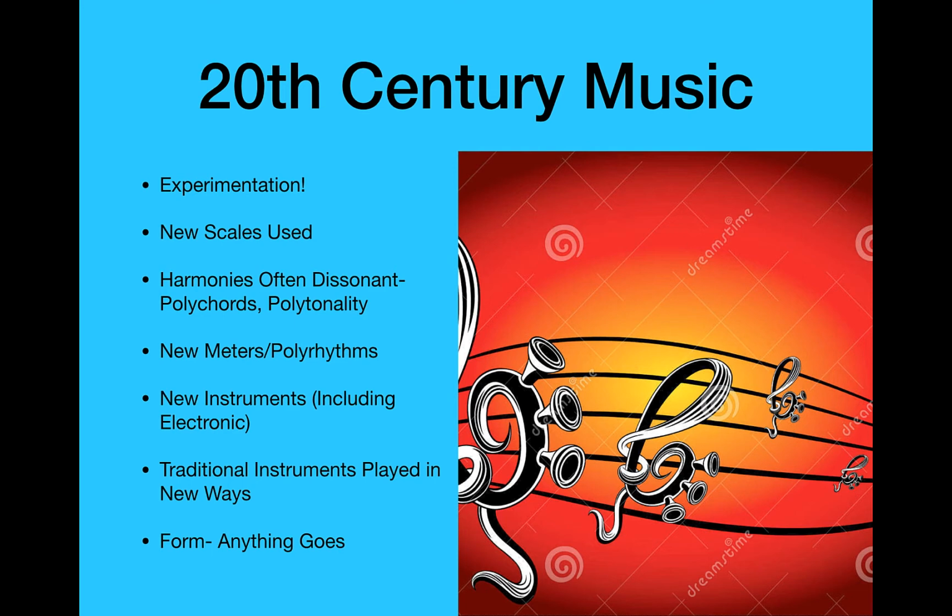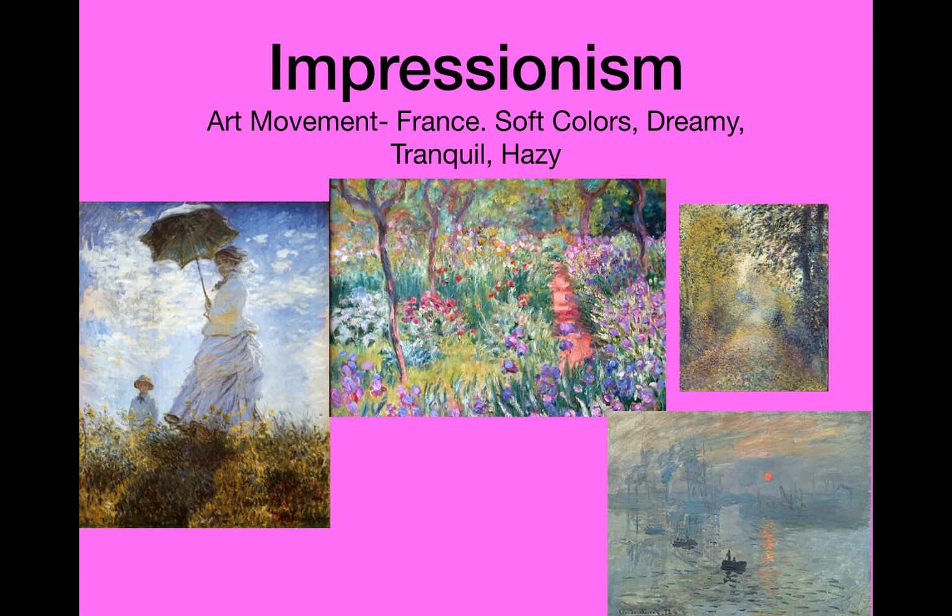They'll experiment with harmonies. Often harmonies become dissonant, which means they don't quite sound the way we're used to hearing harmonies sound. Maybe a little bit strange and bizarre. They'll experiment with polychords, polytonality, many different chords at the same time. Polytonality, the idea of playing two keys at the same time, key of C with the key of G. New meters are being experimented with. You have polyrhythms. New instruments are being introduced, including electronic instruments, traditional instruments in different ways.